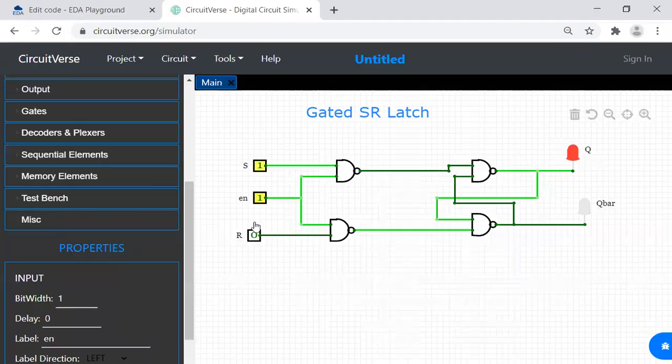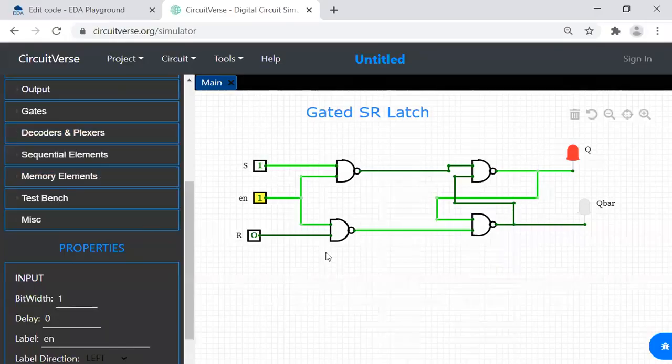When S is 1, R is 0, we can see that Q is equal to 1, Q bar is equal to 0. The output is in sync with enable, or the output changes with respect to enable. When enable is high, the output is changing. So this is a synchronous circuit, the gated SR latch.